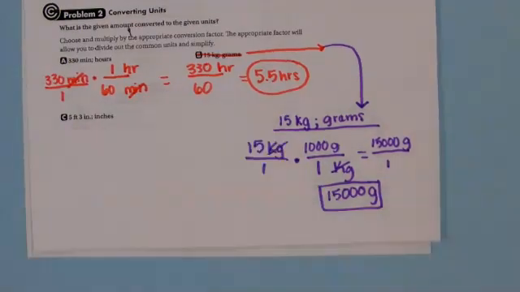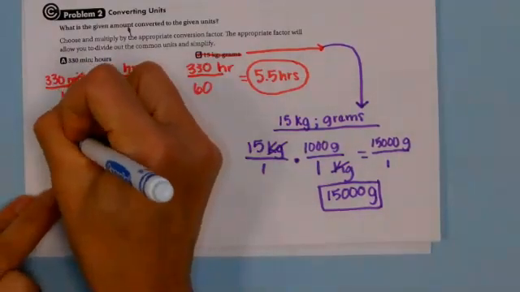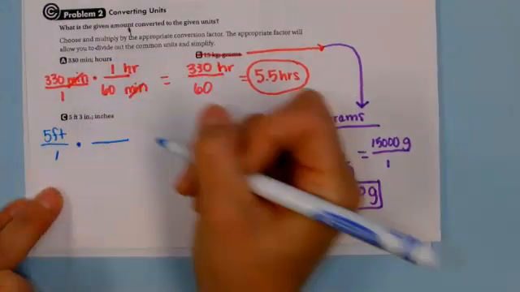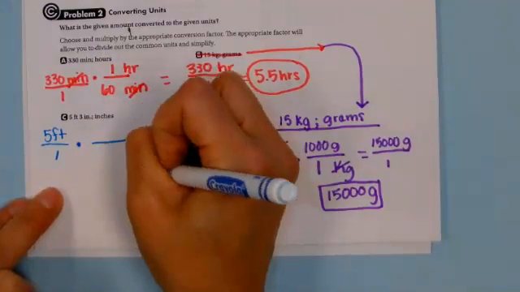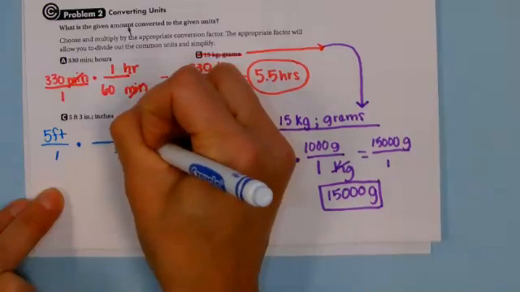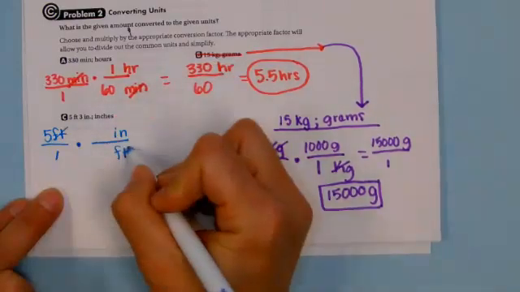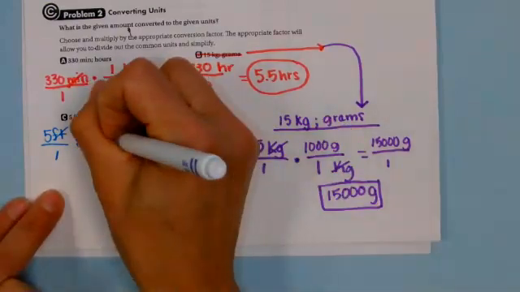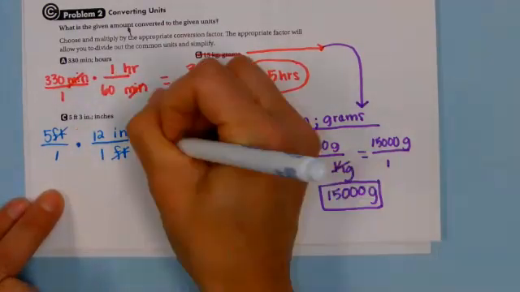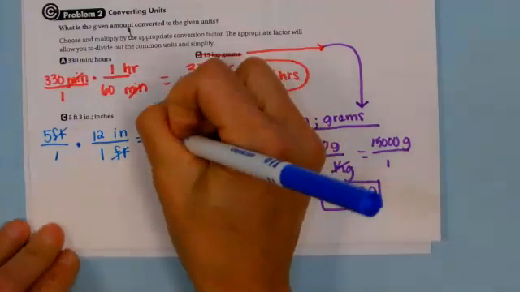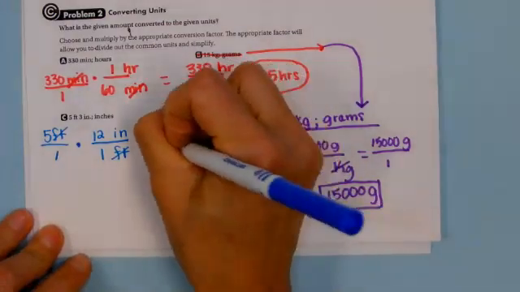Now, again, if you didn't know that, what you would do is you would go, okay, 5 feet over 1 times, and now what are we trying to cancel? So it goes where? Top or bottom? Bottom. Okay, and then we're changing that to inches, so we put that on the top. Cancel out feet. Okay, what did we just say? How many inches in 1 foot? 12 inches in 1 foot. So now we do this. 5 times 12 gives us 60 inches. 1 times 1 is 1.